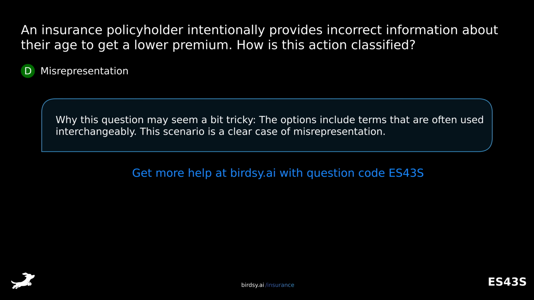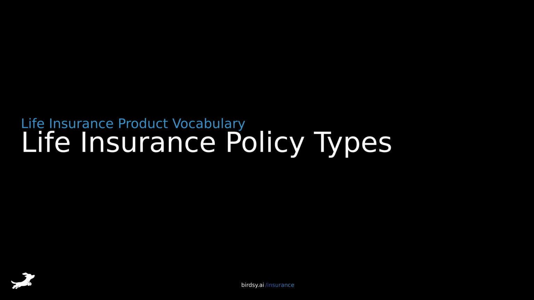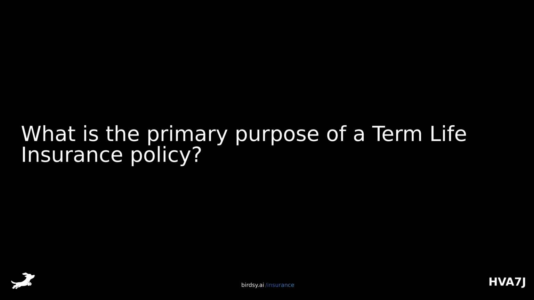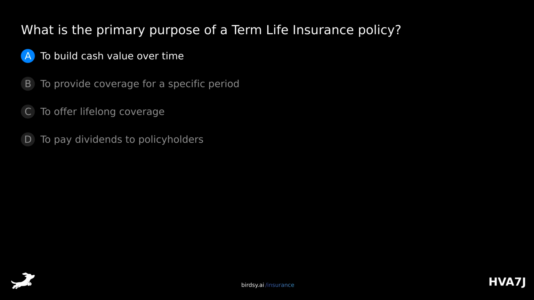Life insurance product vocabulary. Life insurance policy types. What is the primary purpose of a term life insurance policy? Is it A, to build cash value over time? B, to provide coverage for a specific period? C, to offer lifelong coverage? Or D, to pay dividends to policyholders? The answer is B, to provide coverage for a specific period.